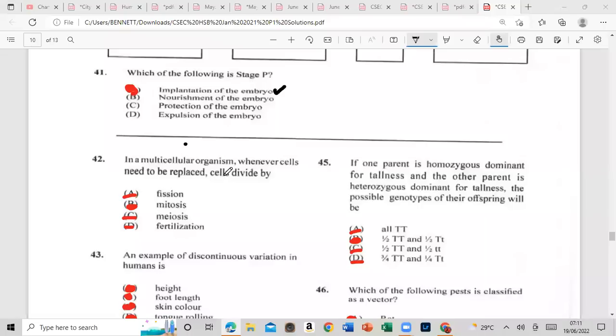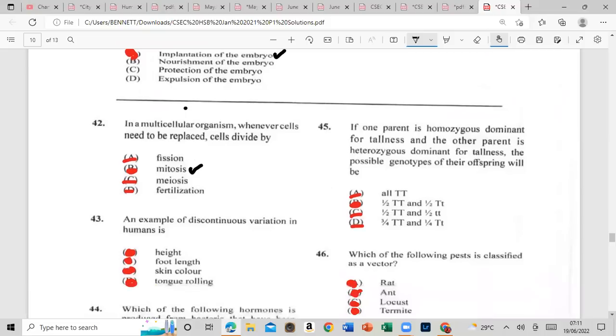In a multicellular organism, whenever cells need to be replaced, cells are divided by fission, mitosis, meiosis, or fertilization. This is a very popular one, mitosis. An example of discontinuous variation in humans is height, foot length, color, tongue rolling. That is the tongue rolling. All right, let's move on to 44.